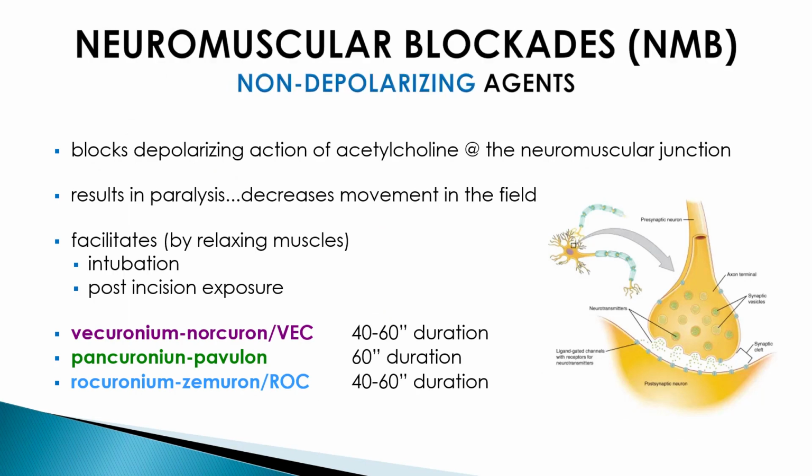Non-depolarizing neuromuscular blockades. These are neuromuscular blockades that block the depolarizing action of acetylcholine at the neuromuscular junction, right in this area during the synapse. This results in paralysis, and it decreases movement in the field. As we spoke earlier, they facilitate intubation and they help post-incision exposure. The three I'll introduce to you right now: norcuron or vecuronium, pavulon or pancuronium, and zemuron or rocuronium. Sometimes they call it rock.